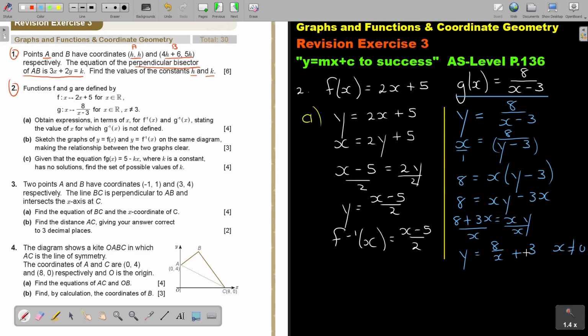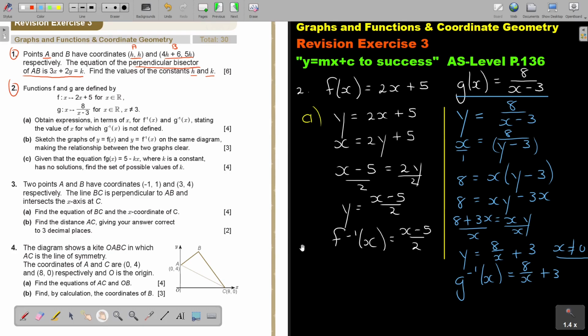Can you remember? They said, where is it now? And where g is not defined. So you have to end with your inverse and say 8 over x plus 3, and basically just state that x cannot be 0.